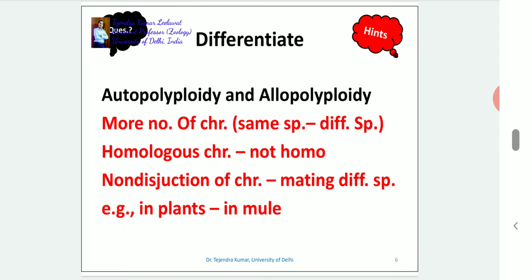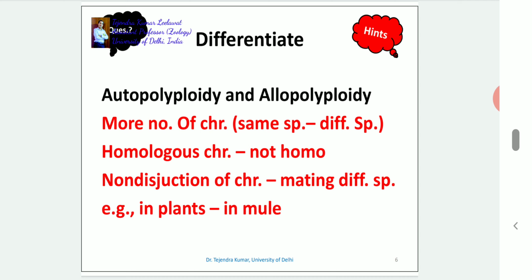Again, differentiation between autopolyploidy and allopolyploidy. Autopolyploidy: auto means itself and poly means many. Ploidy is the word used for our chromosome number. Whenever the number is higher or lower, it is also described as ploidy. There are many types of ploidies: polyploidy, aneuploidy, euploidy. You might have learned it in previous classes, so it is a very common term for you.